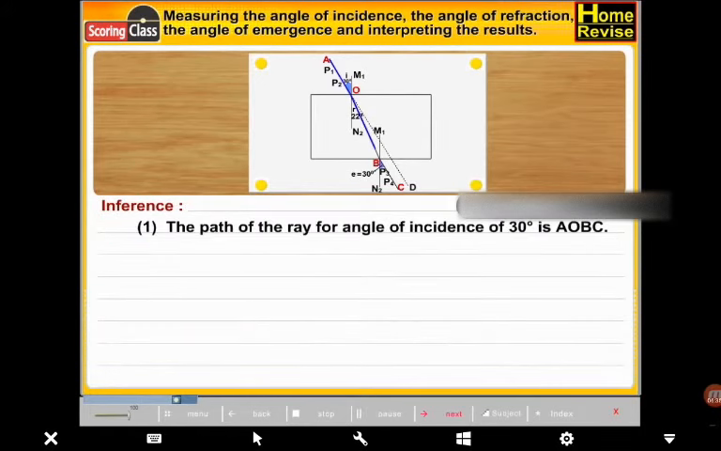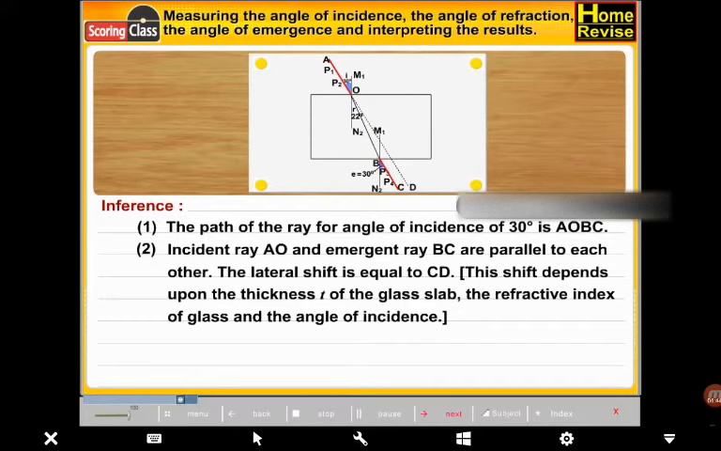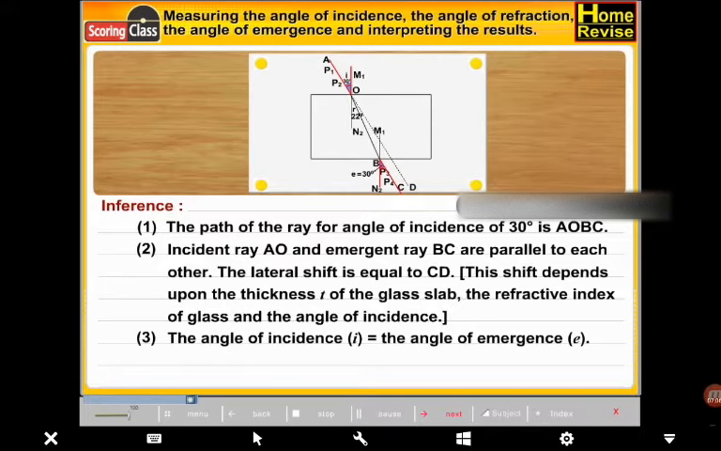Inference. The path of the ray for an angle of incidence of 30 degrees is AOBC. The incident ray AO and the emergent ray BC are parallel to each other. The lateral shift is equal to CD. This shift depends upon the thickness t of the glass slab, the refractive index of glass, and the angle of incidence. The angle of incidence i is equal to the angle of emergence e.